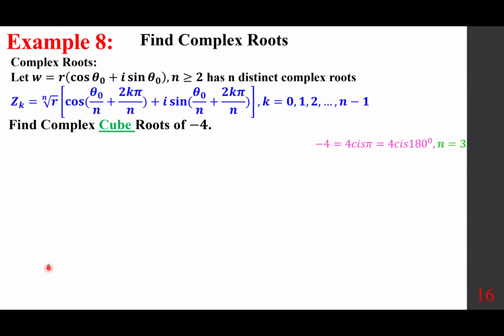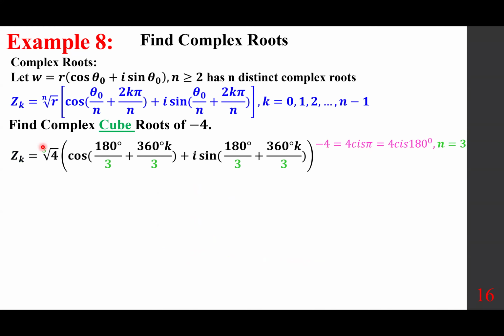All right. So we are going to write cube root of 4, cosine of 180 degrees divided by 3 plus 360 degrees times k divided by 3. The same thing for the sine. This one becomes 60. This one becomes 120 degrees times k. And k, because we want 3 of them, cube roots, is 0, 1, 2. Again, if you go with 3, it repeats itself.